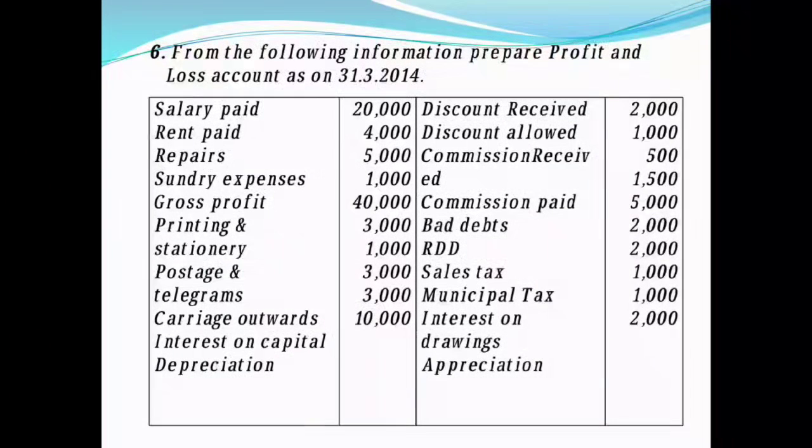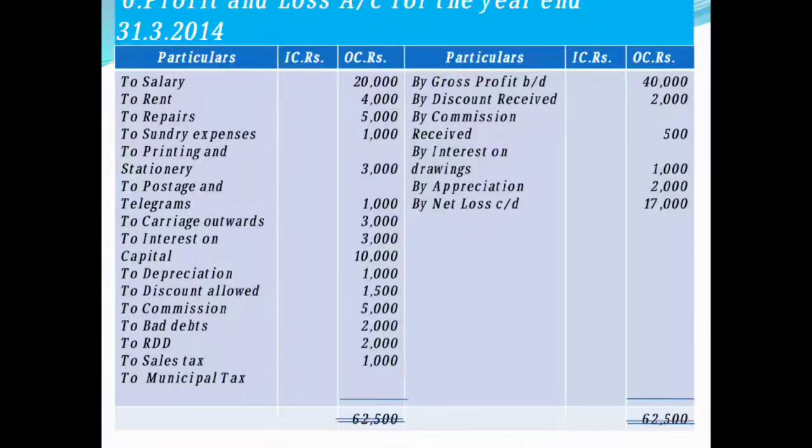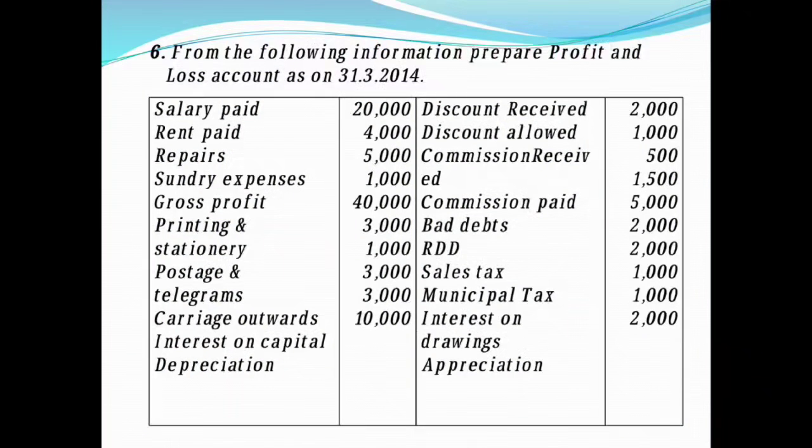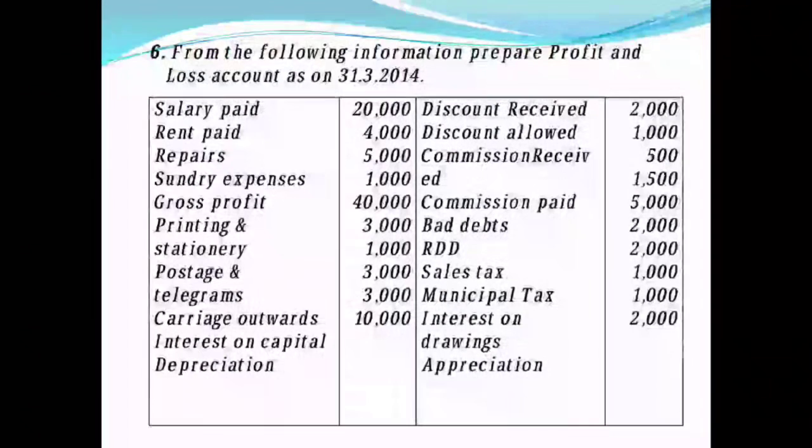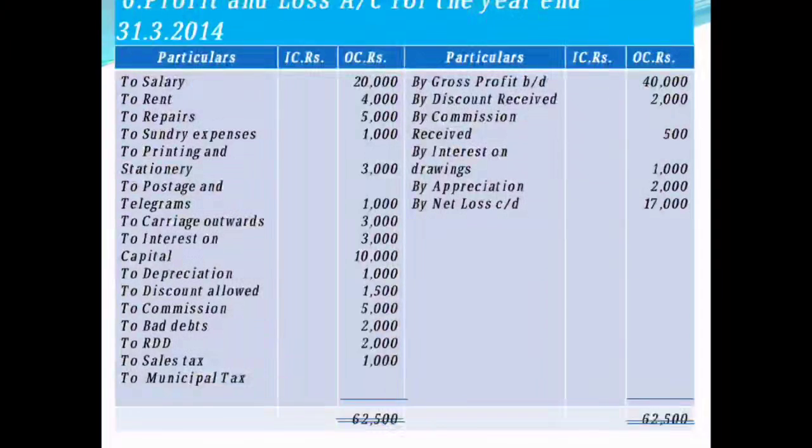The next you have RDD rupees 2,000 again. Okay, so debit side you are going to record to RDD rupees 2,000. The next you have sales tax rupees 1,000. So debit side you are going to record because tax we are going to pay, to sales tax rupees 1,000. The next you have municipal tax rupees 1,000. Okay, so municipal tax again we are going to record debit side here. See, we have recorded to municipal tax.